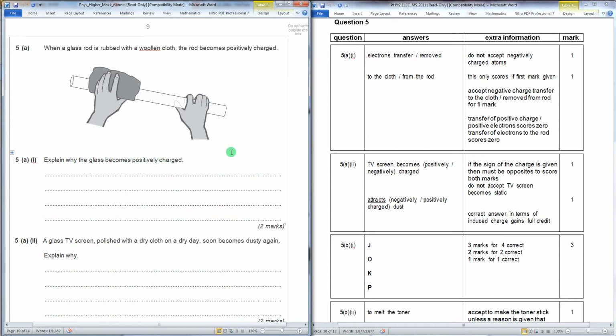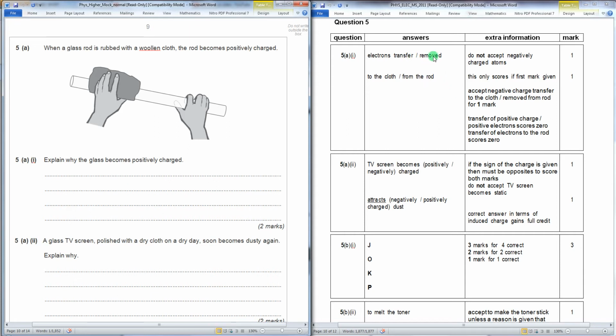Now, you've got to remember, first of all, that whenever you're charging something by friction this way, only the electrons can move from one object to the other. So that's the first point here of the 2 marks. Electrons are transferred. Now, if you remember that electrons are negative, then in order for the glass to become positive, electrons must have moved from the glass to the cloth. Negative electrons move away from the glass. That's going to leave an excess of protons, which will leave the glass positive.